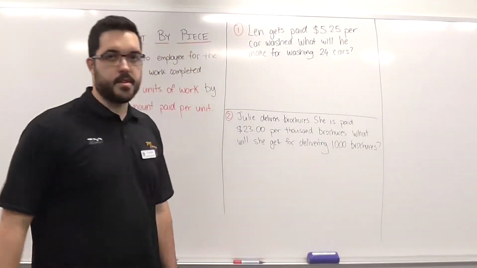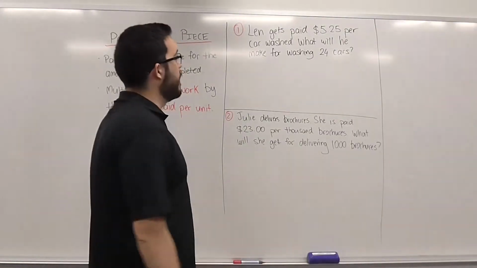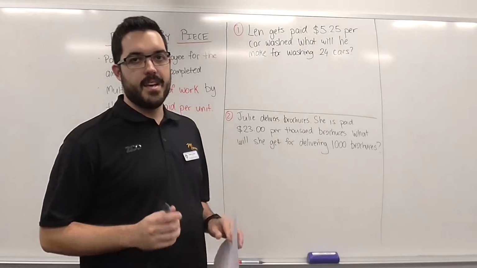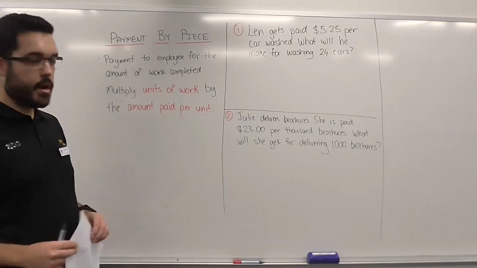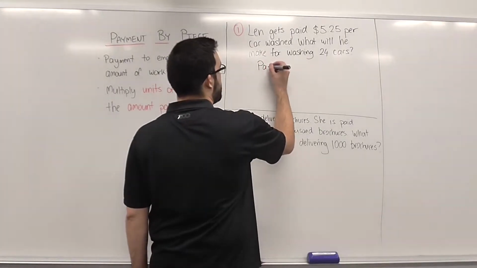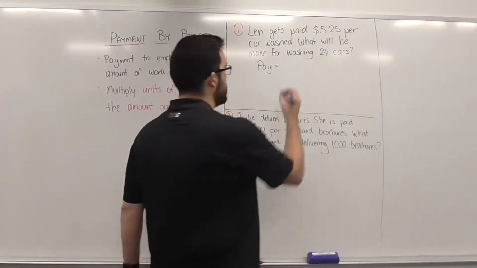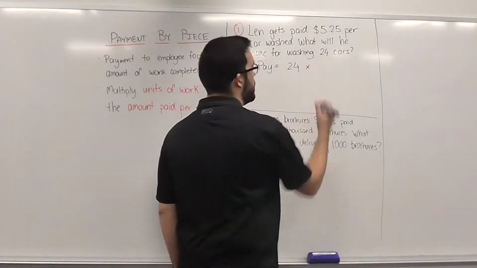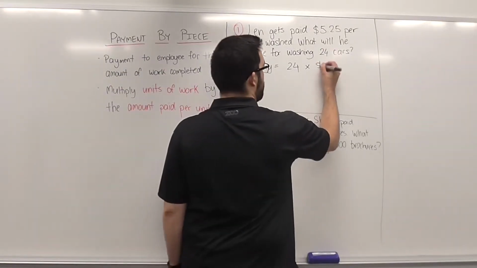So let's have a look at this first question. It'll make more sense when we start doing so. Question 1. Len gets paid $5.25 per car washed. What will he make for washing 24 cars? Pretty easy. We look at our little note over here and it says multiply the units of work by the amount paid per unit. So let's do the units of work. So our pay is going to equal, well, what's our units of work? Well, we see he's washed 24 cars. So we're going to go 24 for our units of work, multiplied by how much we get paid for the work. So we see we get $5.25 per car, so that's what we're going to do.